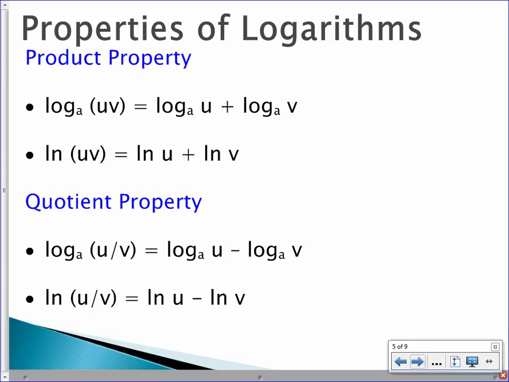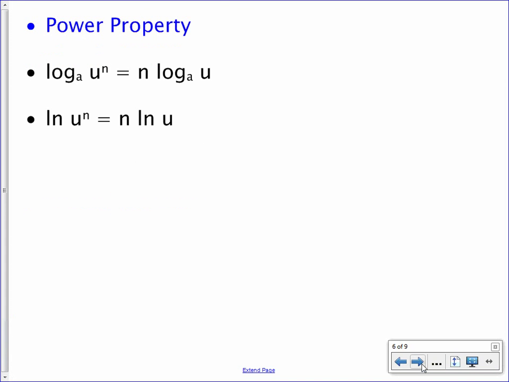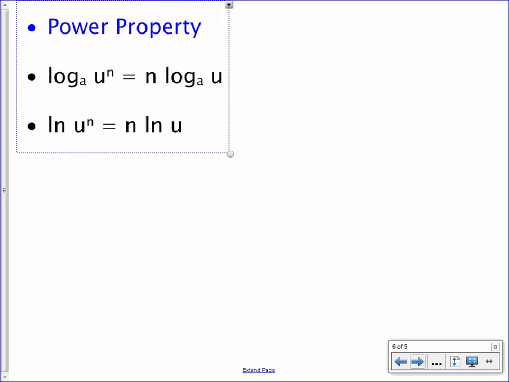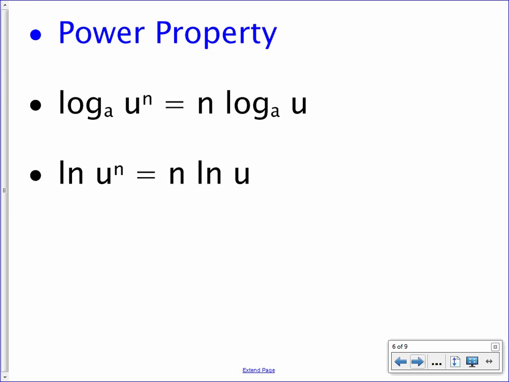Our last property is the power to a power property. So what happens if we take a number raised to an exponent and we take that to an exponent? We multiply our powers. So if we have something raised to a power inside of our logarithm, we can multiply it out in front. Okay, so this u to the n comes out and is multiplied in front of the logarithm.